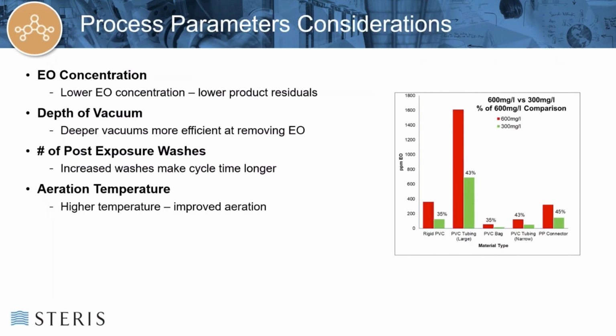Process parameters can also impact residues. Utilizing lower EO concentrations can aid in reducing product residues, as has been observed through our sustainable ethylene oxide program. Deeper vacuum pressures can be more effective at removing residues. Precaution should be exercised as this can challenge packaging seals, so ensure that the seals have been tested at these pressures. The number of gas washes can aid in reducing residues, but can also make the cycle time longer. Aeration temperature impacts the rate of off-gassing. Heated or forced aeration removes residues at a faster rate than ambient or passive aeration.